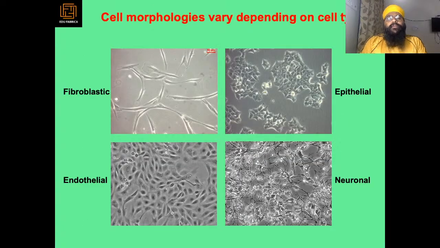Then cell morphologies depending on the cell types. So this is fibroblastic. This is epithelial cell line. This is endothelial cell line, and this is neuronal cell line. So these are the four different cell lines. In the fibroblastic, the cell lines are like that.